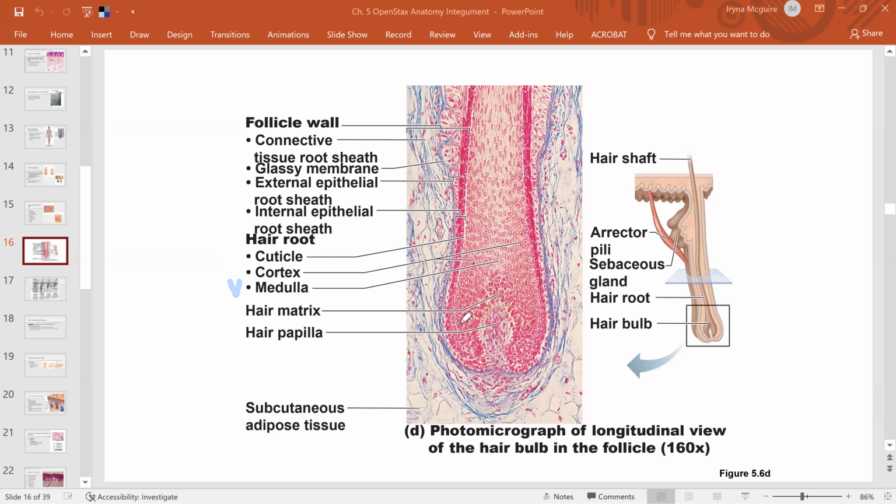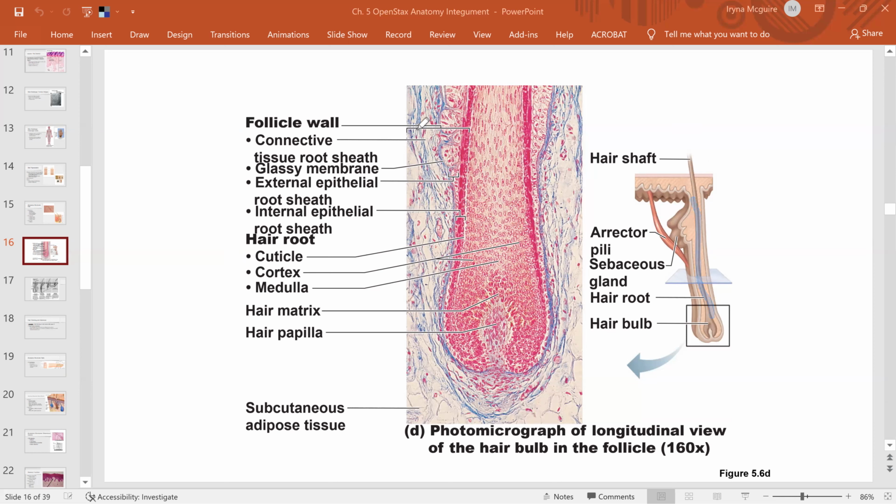Now, the only living cells are the cells of this hair matrix. Everything else are dead cells that are filled with keratin. So that's why you can cut your hair and you don't feel any pain. Now, this is the surface of your skin. Whatever goes above the surface is called the hair shaft, and below the surface is the hair root.